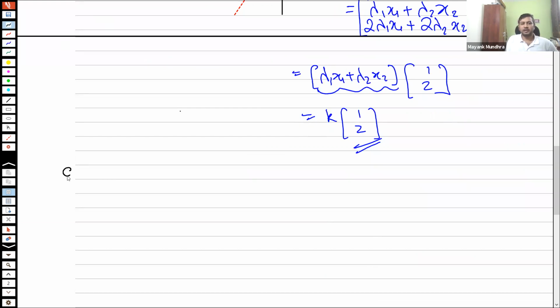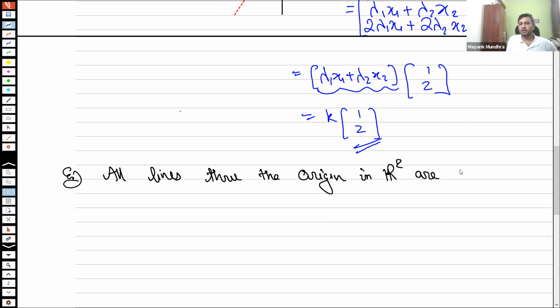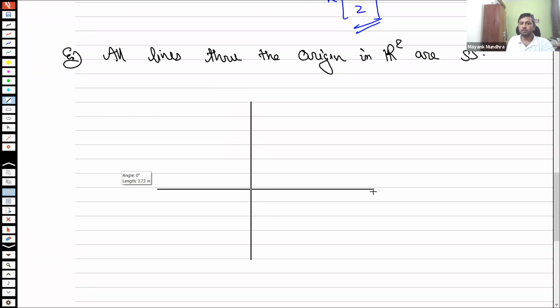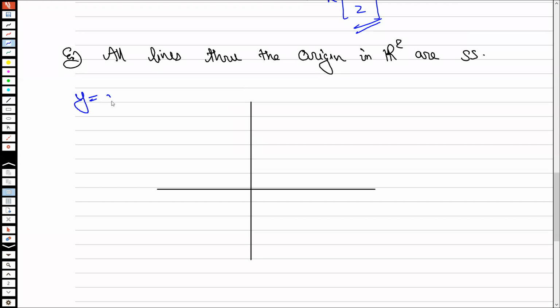The next example is that all lines through the origin in R square are subspaces. So how do I prove this? I'll start with some arbitrary line through the origin. Rityan, what is the formula of a line through the origin in R square? y equals mx. Very good.